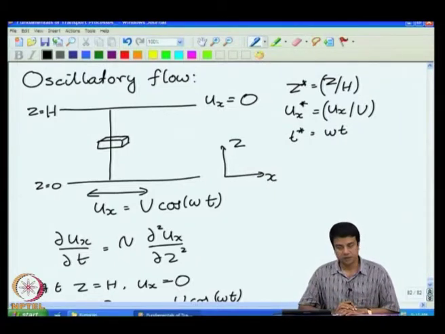So, these are the three length, time and velocity scales in the present problem. This differs from what we have been doing earlier in the sense that there is an intrinsic time scale in the problem, that is the frequency or the time period of the oscillations. And therefore, it is natural to define the non-dimensional time as omega times t.